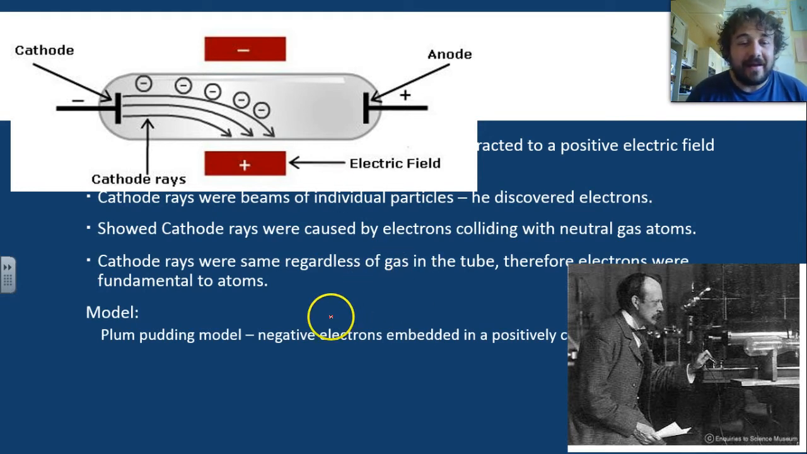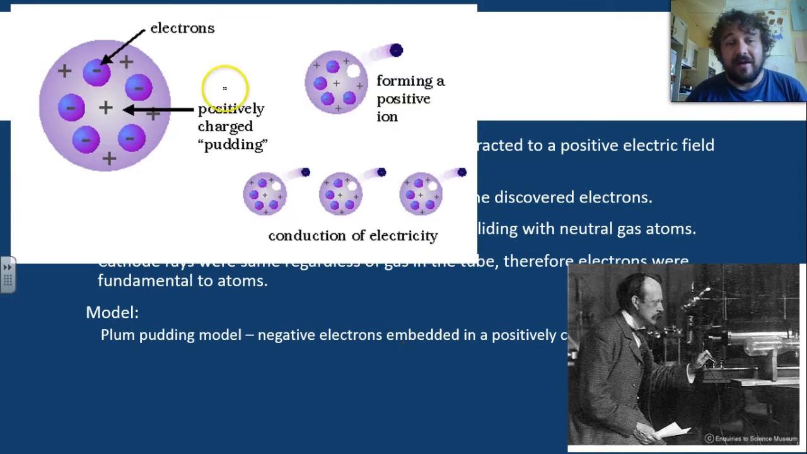Okay, so the plum pudding model is basically the negative electrons are embedded in a positively charged nucleus. So we've got a positively charged solid ball, and the negative electrons are embedded in it. And we see it here. So you get positively charged pudding, that's what they call it, and the electrons are embedded. Now, you punch electricity through it. The electrons fly off. Boom, and you get a positive ion. They knew about positive ions already, but this is how they're formed.